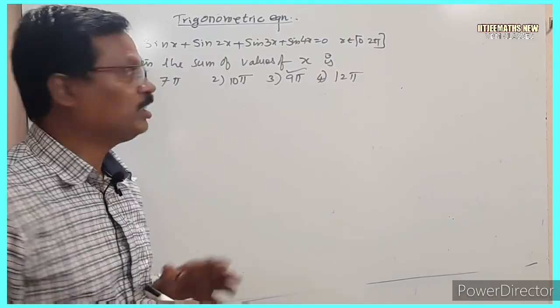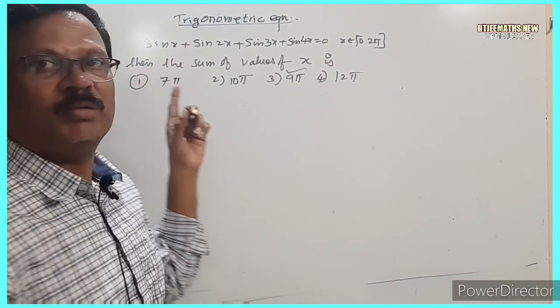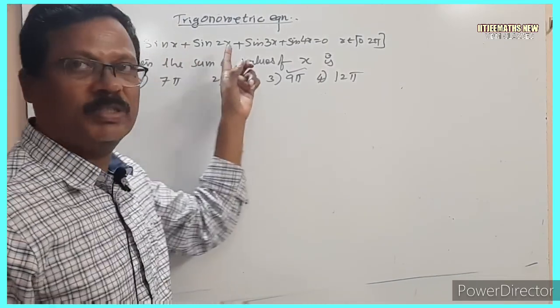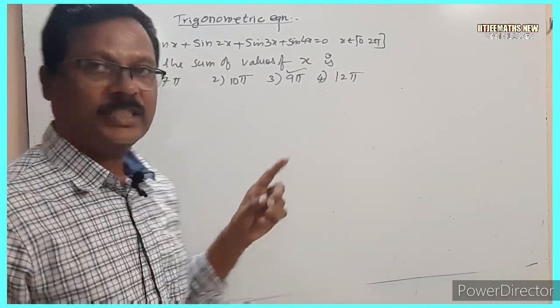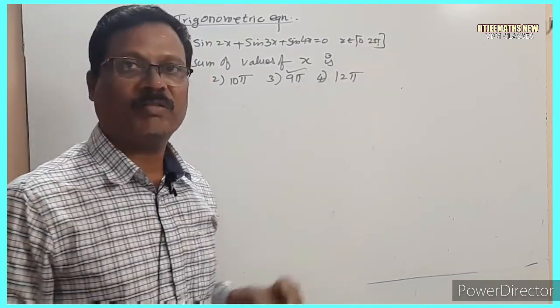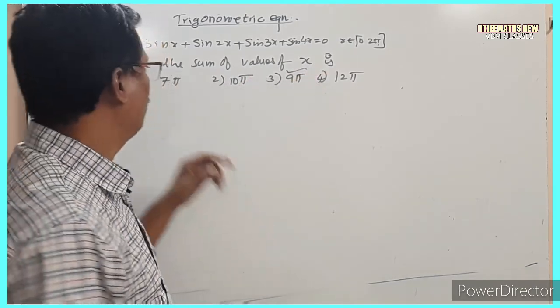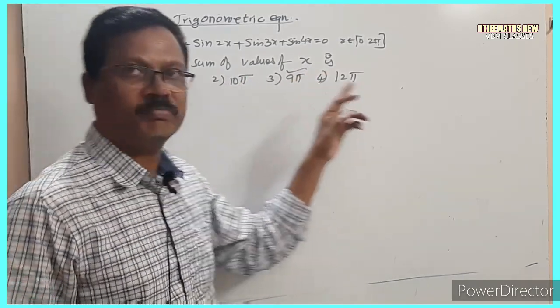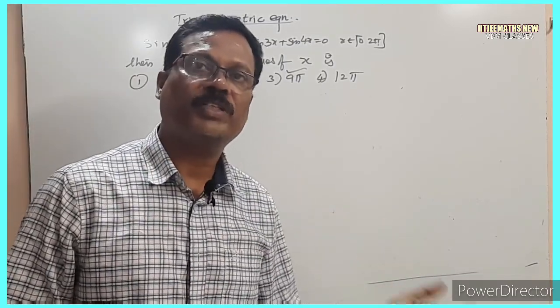Okay. The next problem belongs to trigonometry. In the trigonometry, what is given? Sin x plus sin 2x plus sin 3x plus sin 4x is equal to 0. x belongs to the interval 0 to 2 pi. Then the sum of the values of x, whether it is 7 pi, 10 pi, 9 pi, 12 pi. This type of question is repeated many times in the previous papers.